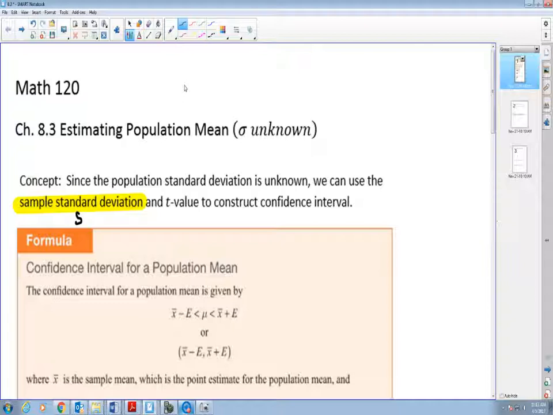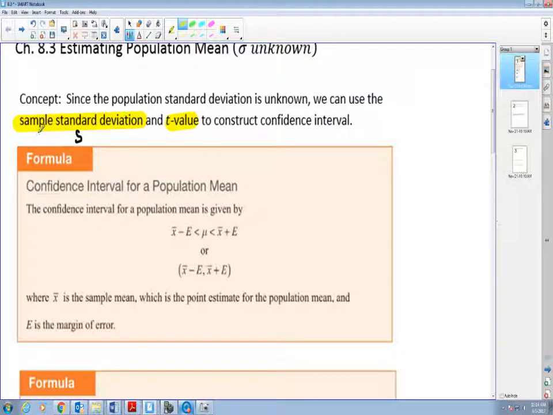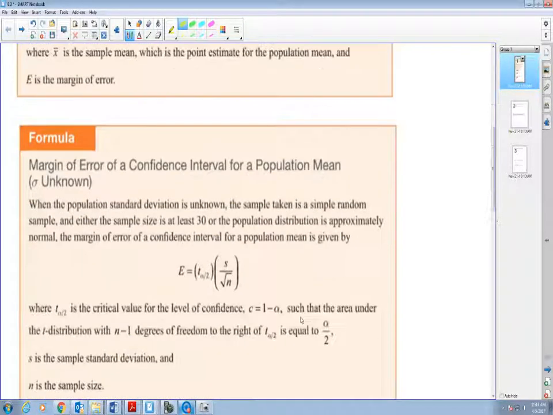And we can also use the t-value rather than the z-score to construct the confidence interval. So we're still trying to construct a confidence interval. The difference between this video and 8.1 is that now we're going to use the sample standard deviation and the t-value, since we do not know the population standard deviation.